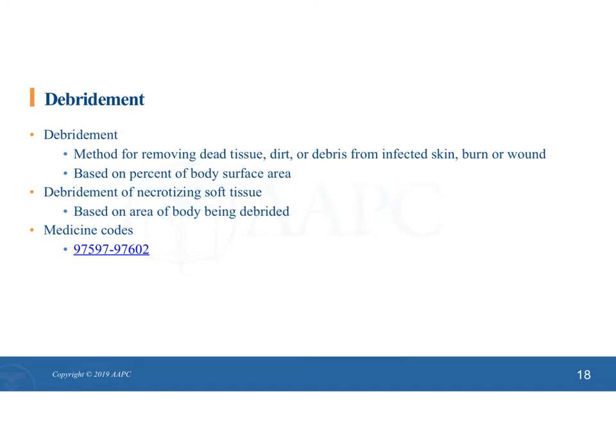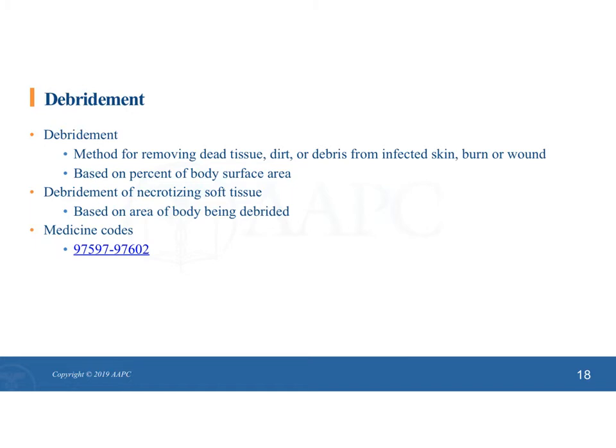Because that code is an add-on code, we should know that we cannot bill that code by itself, so it would never be listed first. We also know that with add-on codes, we are not permitted to put a modifier 50, which is bilateral, or 51, which is multiple procedures, on add-on codes.